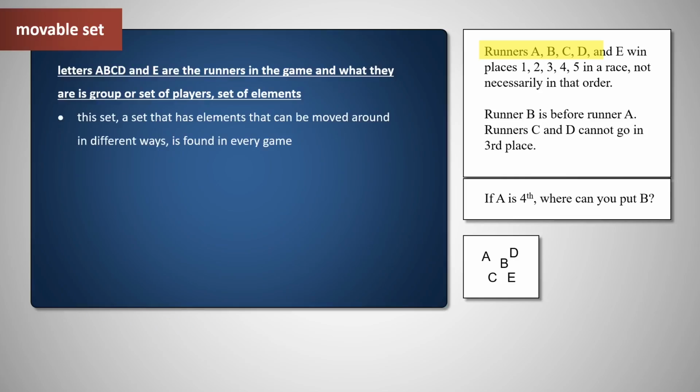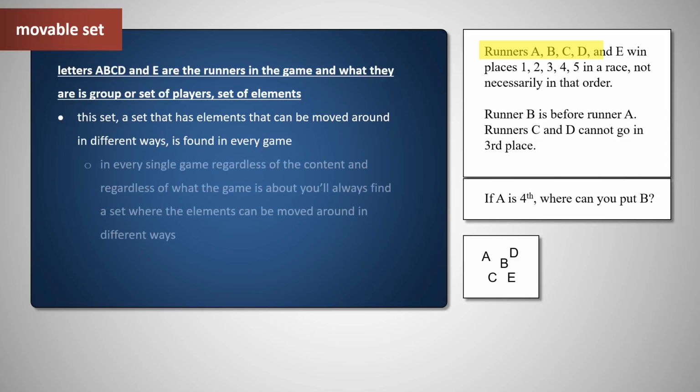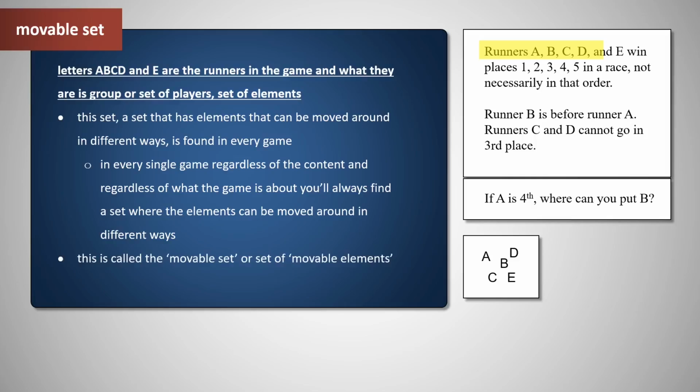This set that has elements that can be moved around in different ways is found in every game. This is what I mean by movable set, because at this point we've just got a bunch of runners. In every single game, regardless of the content and what the game is all about, you'll always find a set where the elements can be moved around in different ways. You read through the scenario and you'll be able to identify a set, a group or collection of things that you can move around in different ways. You can visualize it as being in some sort of jumble. And this is called the movable set, or the set of movable elements.